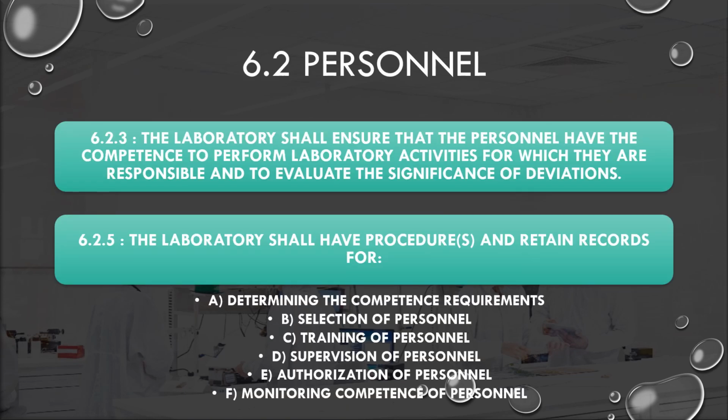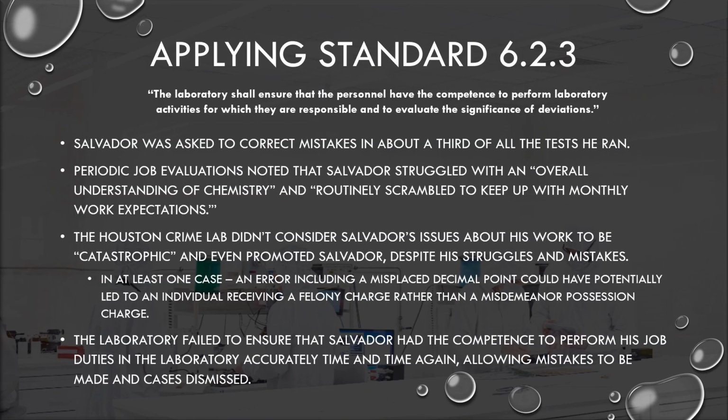The first 2 standards in question come from section 6.2, personnel, and the standards are 6.2.3 and 6.2.5. Now, regarding standard 6.2.3, Salvador was asked to correct mistakes in about a third of all the tests that he ran. Periodic job evaluations noted that Salvador struggled with understanding the overall chemistry and routinely scrambled to keep up with monthly work expectations. Now, the Houston Crime Lab didn't consider Salvador's issues to be catastrophic, and even promoted him despite his struggles and mistakes. In at least one case, he made an error that included misplacing a decimal point that could have potentially led to an individual receiving a felony charge rather than a misdemeanor possession charge. And the laboratory failed to ensure that Salvador had the competence to perform his job duties accurately time and time again, allowing mistakes to be made and cases to be dismissed in the end.